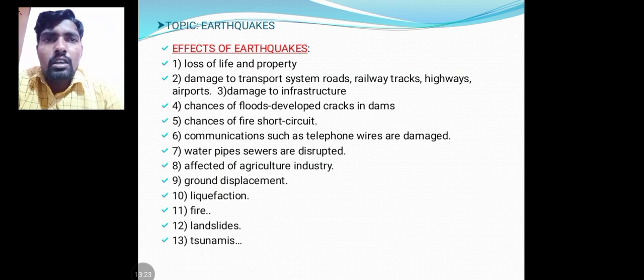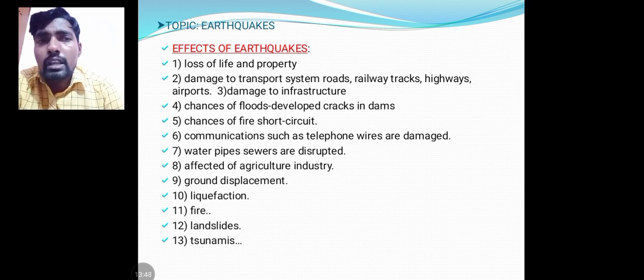Next one: effects of earthquakes. Everyone knows that any kind of disaster or hazard essentially causes huge loss of life, huge property damage, and huge environmental areas will be affected. Whatever it may be, these are the three points for any kind of disaster or hazard. So first one, loss of life and loss of property.